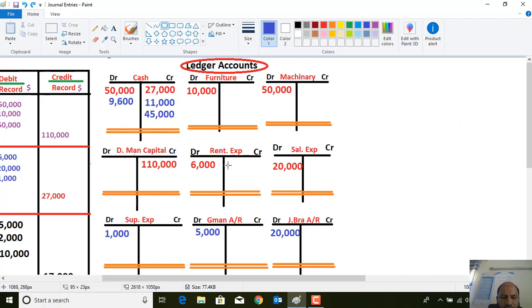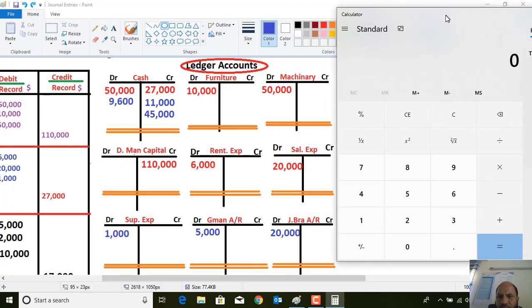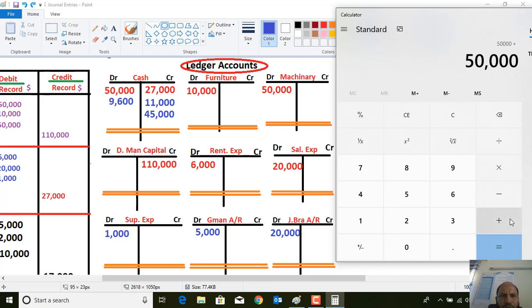So let's use the calculator from the computer. So see, this is calculator and we have some amounts, for example 50,000 plus 9,600, so it is equal to 59,600. Okay, this side is equal to 59,600. Now we will add the other side, which is 27,000 plus 11,000 plus 45,000, so it is equal to 83,000.